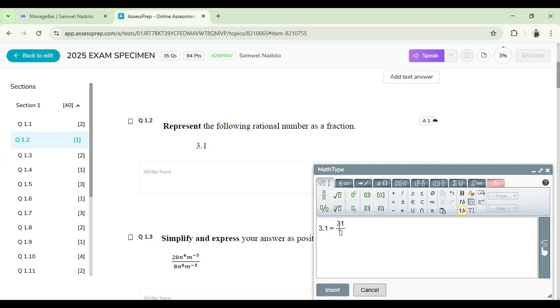So this one can be expressed as 31 divided by 10. So why is it 31 divided by 10? It's because it has 1 decimal place. So that means it was divided by 10. If it was 2 decimal places, or 2 numbers after the decimal point, it means the number was divided by 100 and so forth. So because it is just 1, you will say 3.1 is equal to 31 over 10.